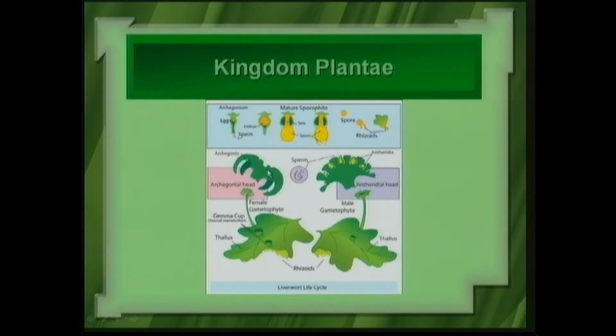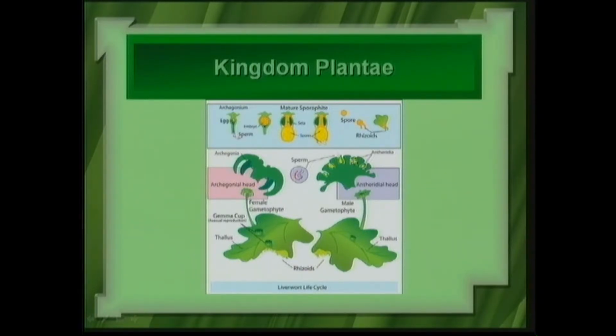Here you have the female structure, the female gametophyte that will produce the egg. Don't worry about what the structure is called. You have the male gametophyte producing a structure that will produce sperm. This is a thalloid liverwort. Just remember, the female gametophyte of a Marchantia looks like a little coconut tree. It really does. It's kind of interesting.